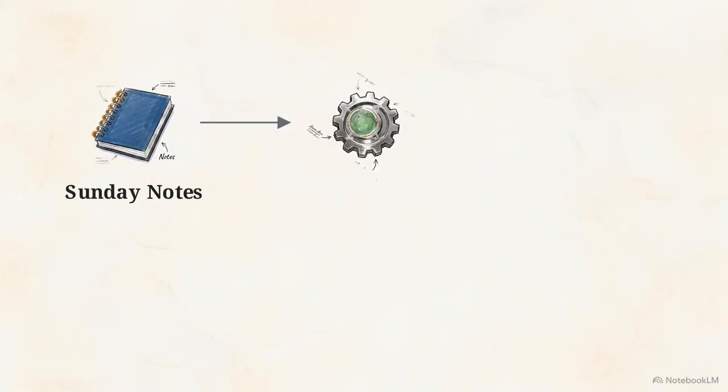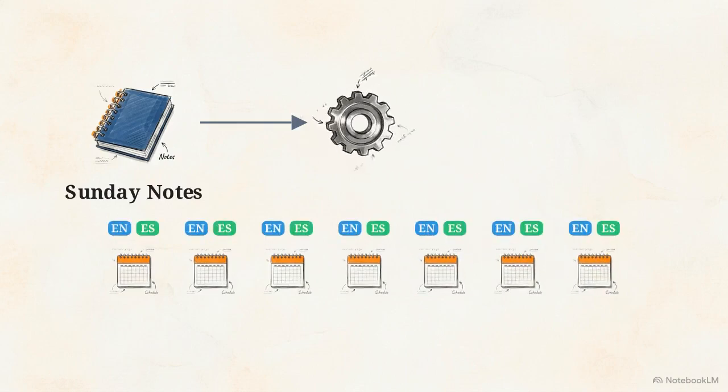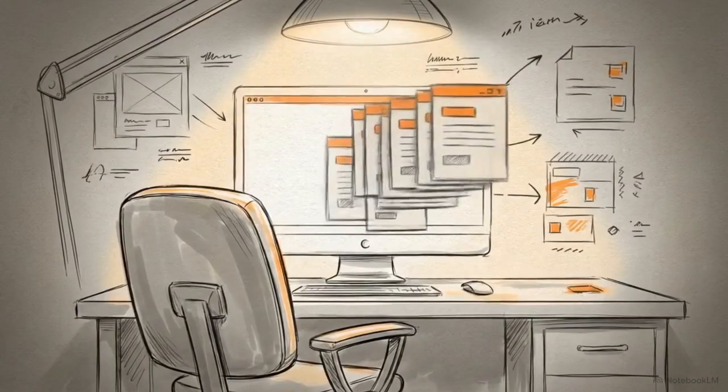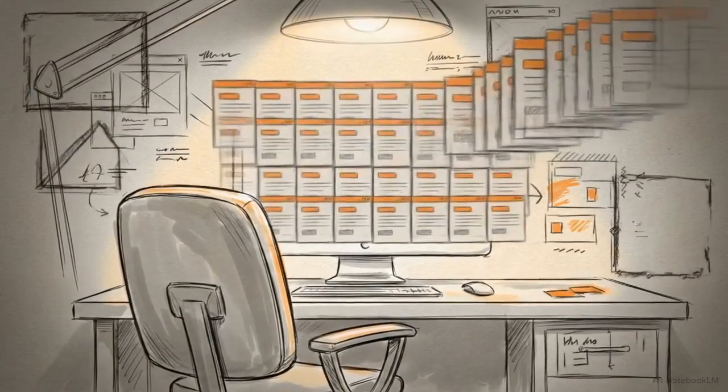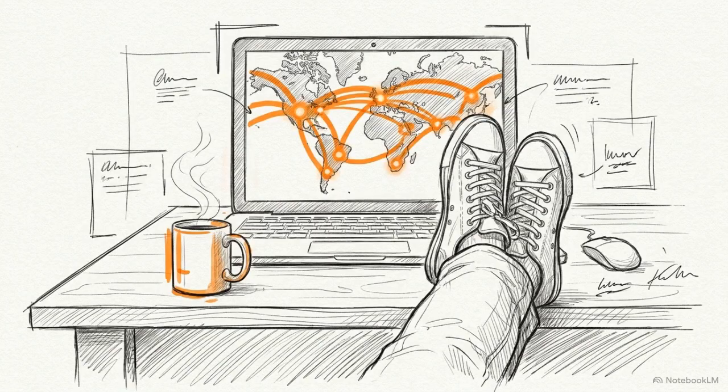By the end of this workflow, you will see how to take a single English language source document, like your Sunday sermon notes, and automatically generate a full week's worth of content in both English and Spanish. Moving away from manual content creation allows you to multiply your message. When the software does the heavy lifting of drafting and translating, your community reach expands across language barriers without adding a single hour to your work week.